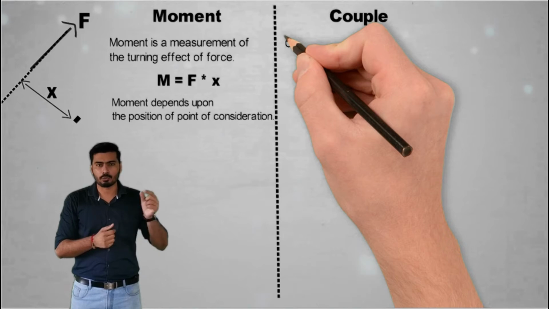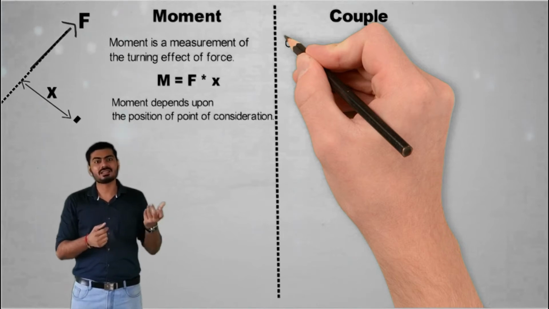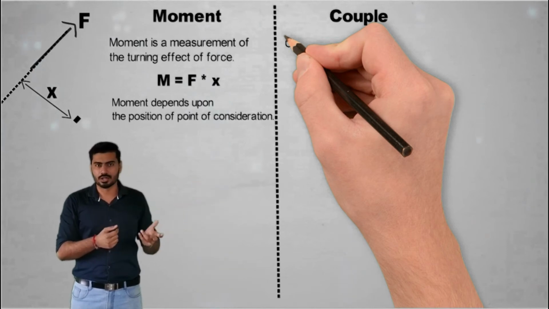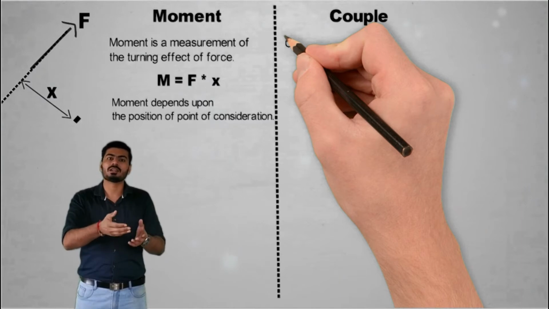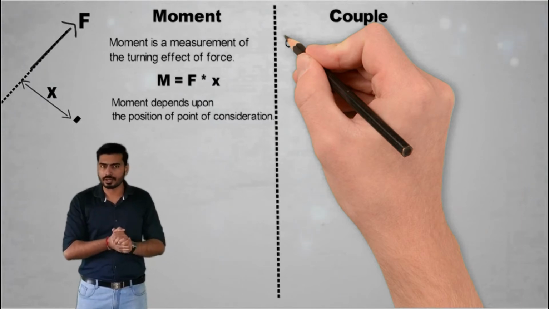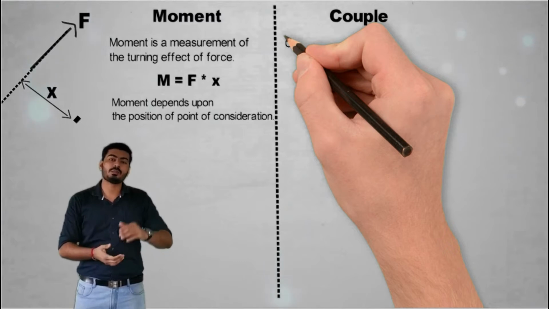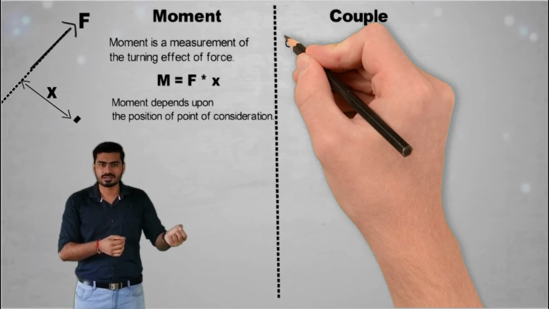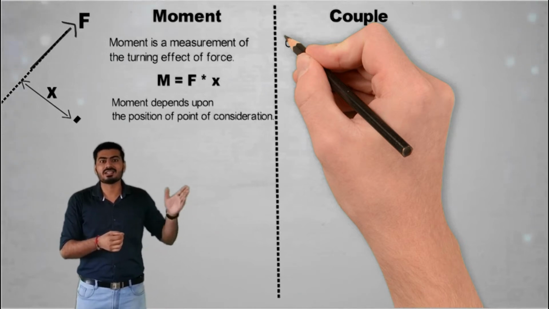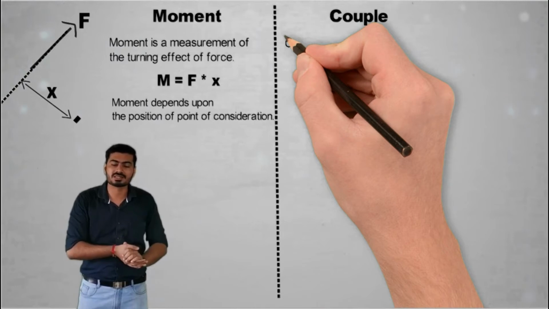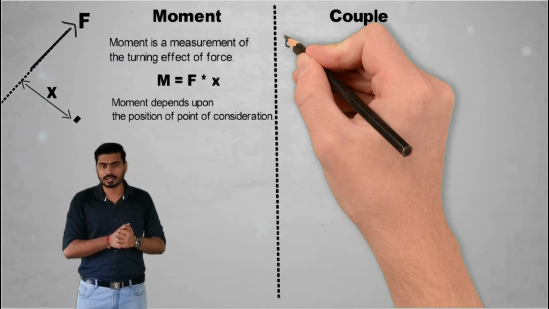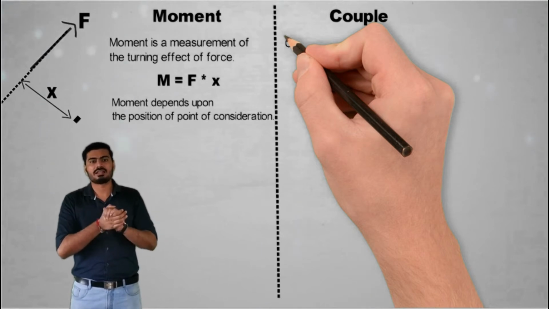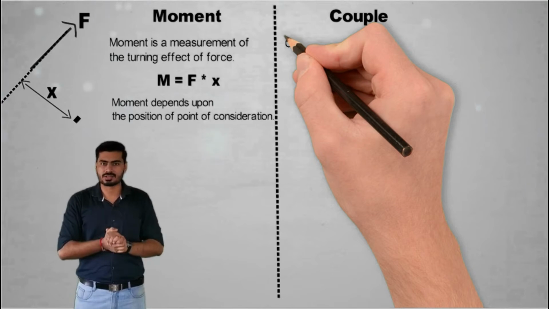Now this formula contains x. x is nothing but the distance between the point of consideration and the line of action. So a change in this distance will change the value of the moment, and that's why the moment depends on the point of consideration. Whenever you take another point of consideration on the plane where the perpendicular distance of the force with respect to the point changes, the value of the moment will also change. So this is dependent on the point of consideration.